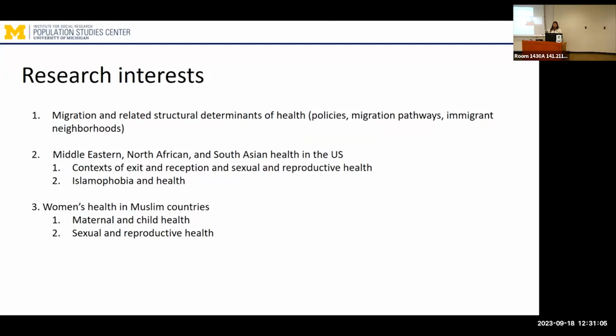My second area of interest focuses more specifically on immigrant populations from the MENA and South Asian nations, and more specifically on women and their sexual and reproductive health, and also on xenophobia and racism within this population, which is more commonly known as Islamophobia. My last main research interest falls under women's health globally in predominantly Muslim nations, mainly in the region of South Asia, and their maternal and child health and sexual and reproductive health.